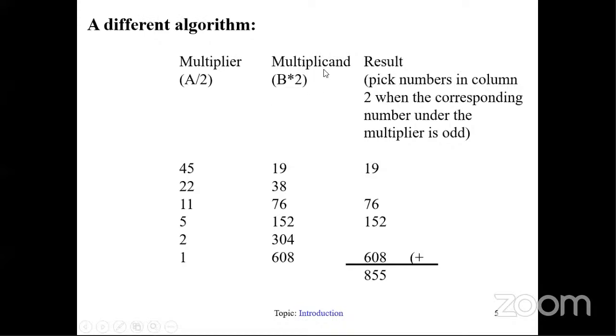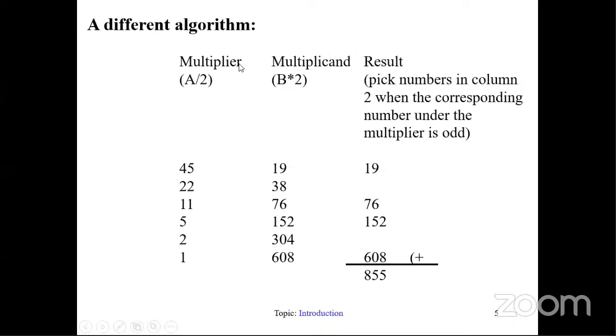And this is the multiplicand. A is the multiplier and B is the multiplicand. So the multiplier is divided by 2, while the multiplicand is multiplied by 2. Now, the algorithm implementation here is that we pick numbers in column 2 when the corresponding number in here is odd. So that is the result.